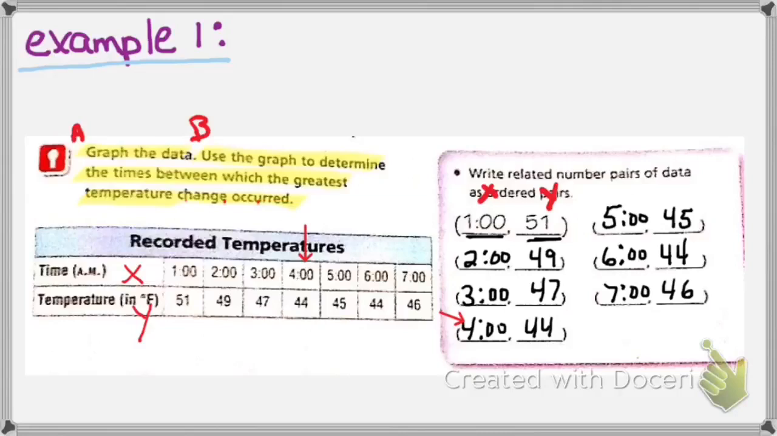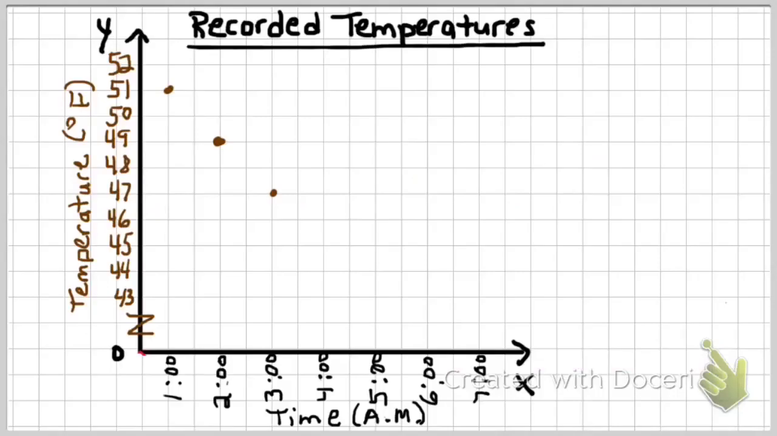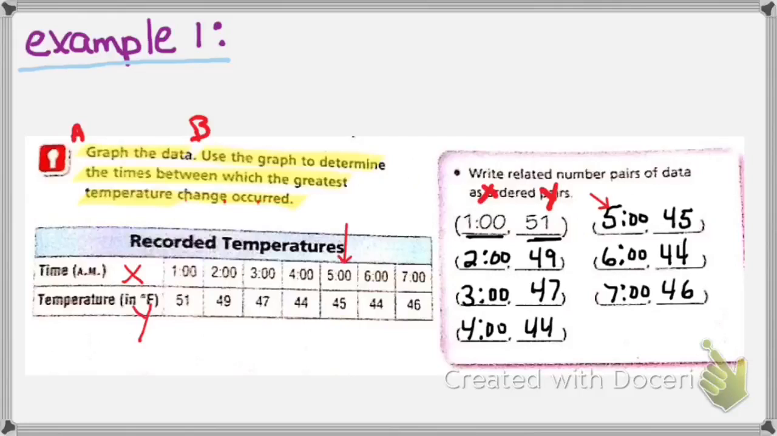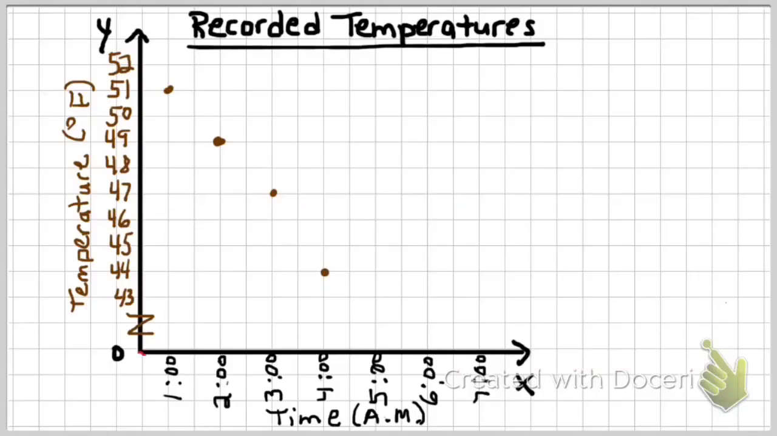At 4 o'clock is 44 degrees. So I make sure with my finger that I'm on the 4 o'clock line and put my dot in at exactly 44 degrees. Whether I look at ordered pairs or table, at 5 o'clock I see that it's 45 degrees. So I use my finger to make sure I'm exactly on the 5 o'clock line, and I put my dot at 5 o'clock and 45 degrees.